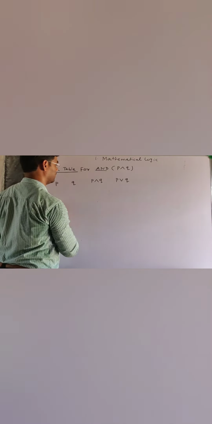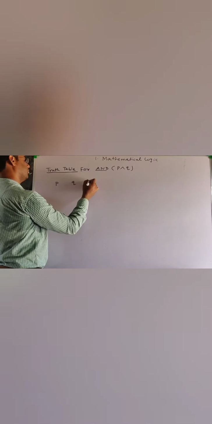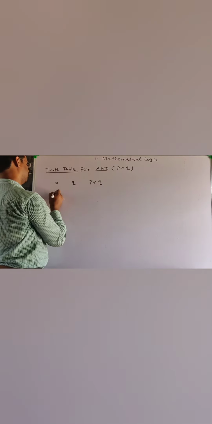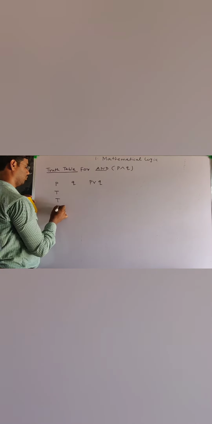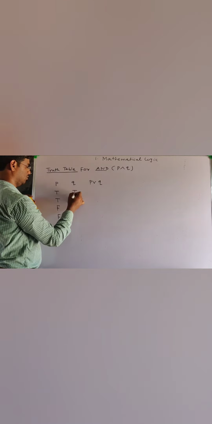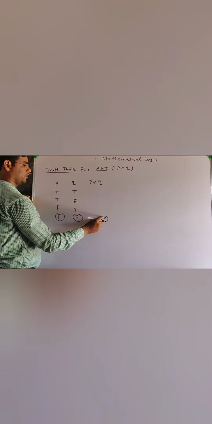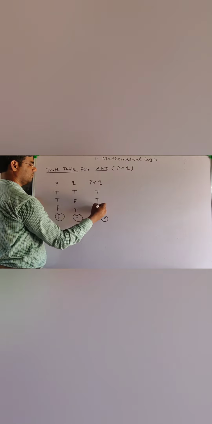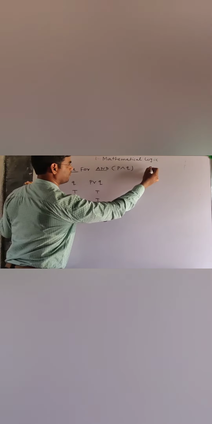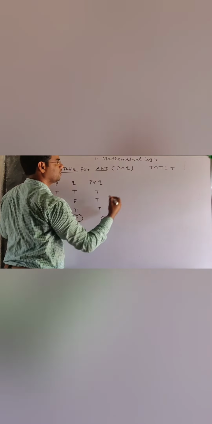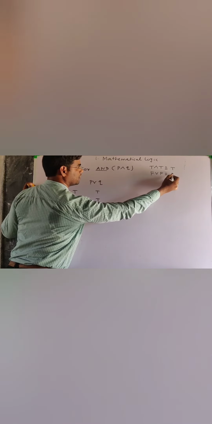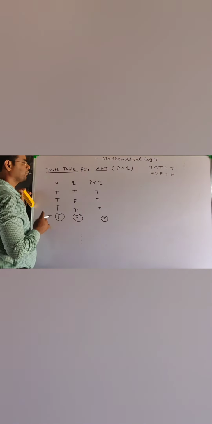So let us write down separately for OR. Suppose we have two statements, P or Q. The common entries are true, true, false, false, true, false, true, false. If both the statements are false, then only the resultant statement is false. Otherwise, the statement is true. So, the converse of AND: if both the statements are true, then only the resultant is true. If both the statements are false in case of disjunction, OR, then the resultant statement is false. Otherwise, true.